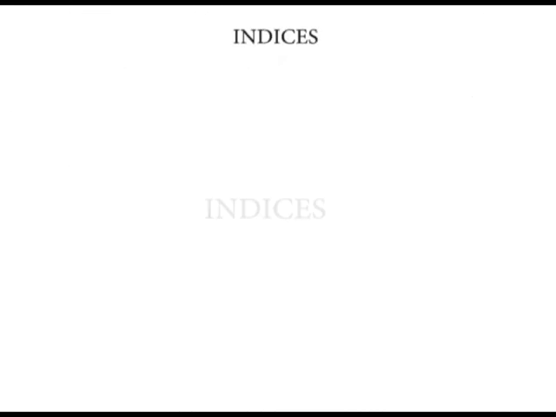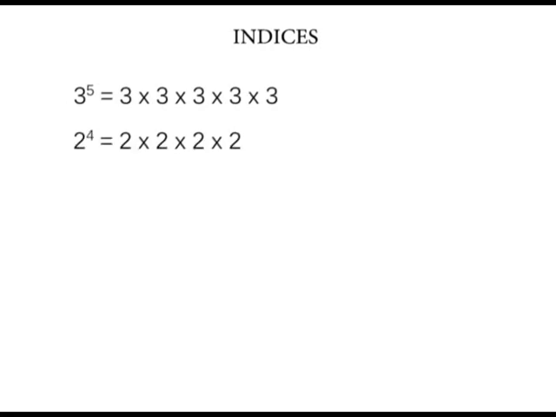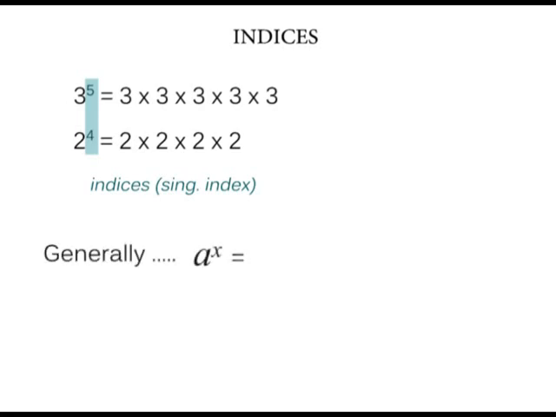We've already learned that 3 raised to power 5 means 3 times 3 times 3 times 3 times 3. 2 raised to power 4 is 2 times 2, 4 times. The superscript numerals 5 and 4 are called indices. In singular, it's called an index. In general, a raised to x is equal to a times a times a, x times.